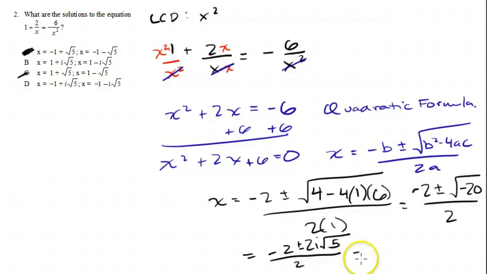And last, we can now divide this by 2. So negative 2 divided by 2 is negative 1, and 2 divided by 2 is 1. So I'm just left with i root 5. So the answer is going to be D. Since it's negative 1, and this one's positive 1, I need the one with the negative 1 in front, plus or minus i root 5.